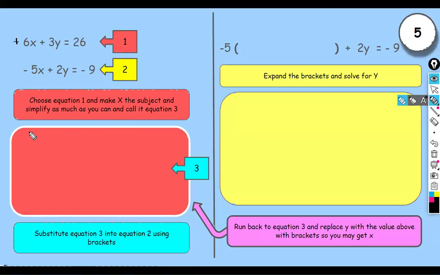Same procedure. So we're going to choose equation 1, writing back equation 1 here. And we're going to make who the subject? X. So we throw across the positive 3y. We're going to get minus 3y. And this positive 6, well, he's a multiply, throw him across. Everyone here gets divided by positive 6. Now this is positive 26. So let's see what we get over here.